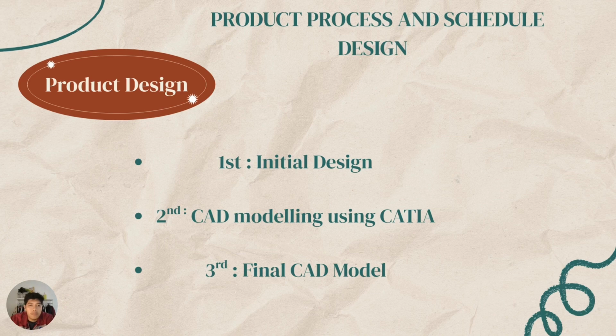For the product design phase, we started with the initial design of the car, where basic sketches and ideas were drafted. Next, we developed a CAD model using CATIA software to bring our concept into a 3D environment. Finally, we defined the design and produced the final CAD model, which will be used for further analysis and development stage.